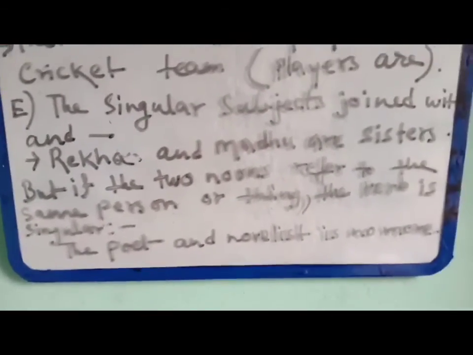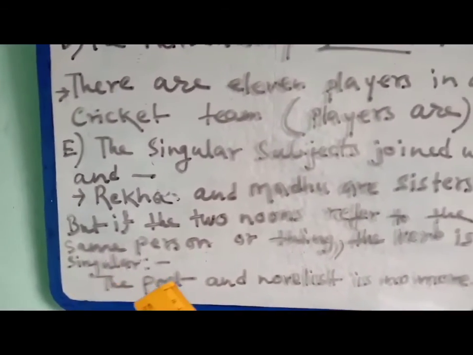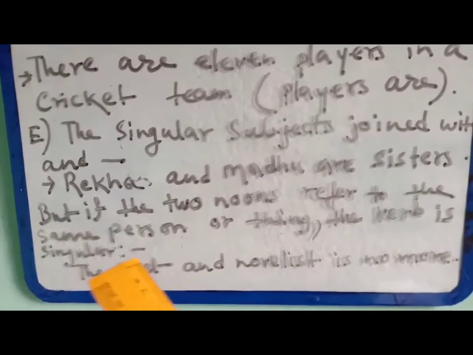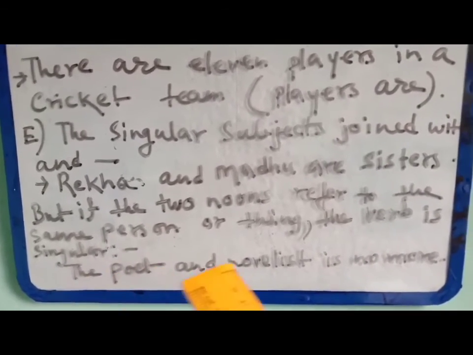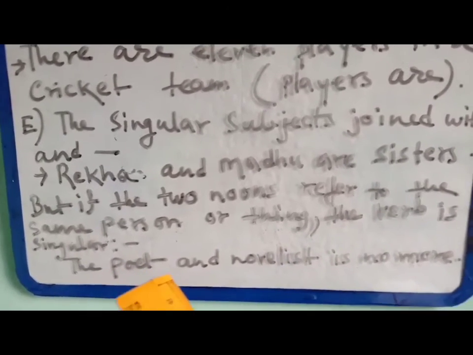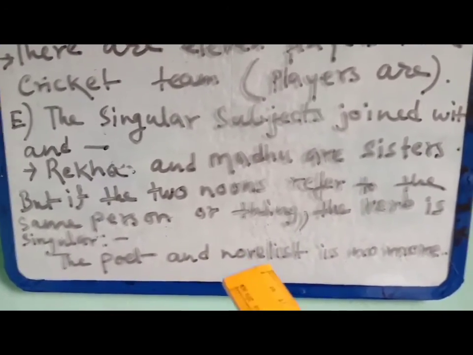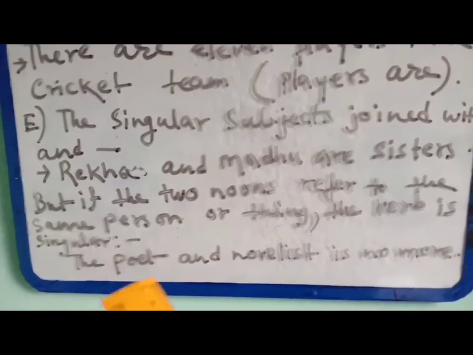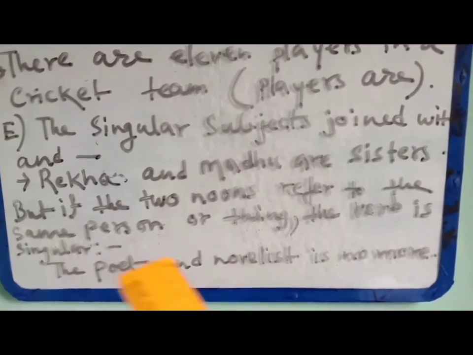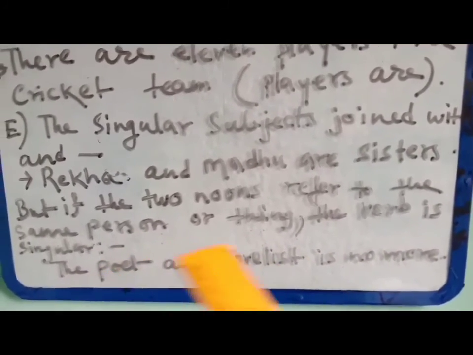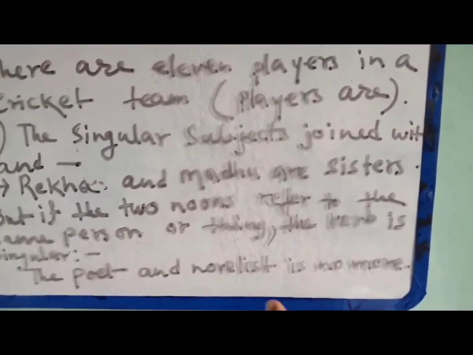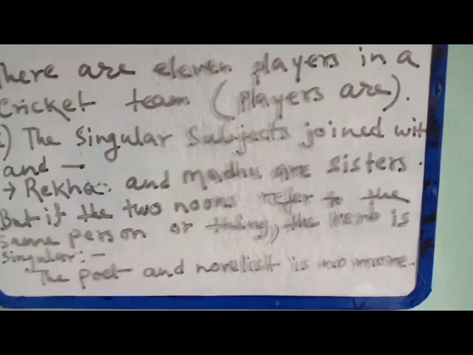How? You see, it is written, "The poet and novelist is no more." The poet is one singular form, novelist another singular form. But the poet and novelist, these two are the same. Who is the poet? He is the novelist. So these two nouns are referring to one person. So that's why the verb is singular, "is". Clear?